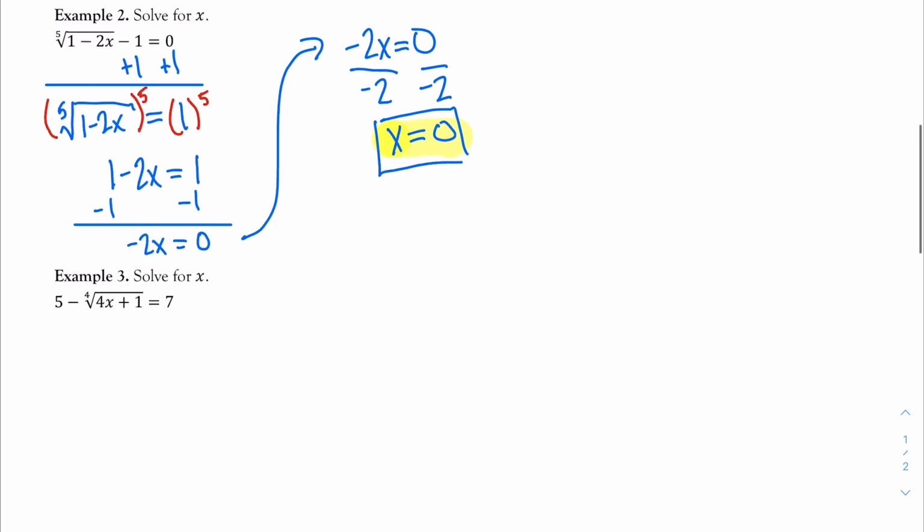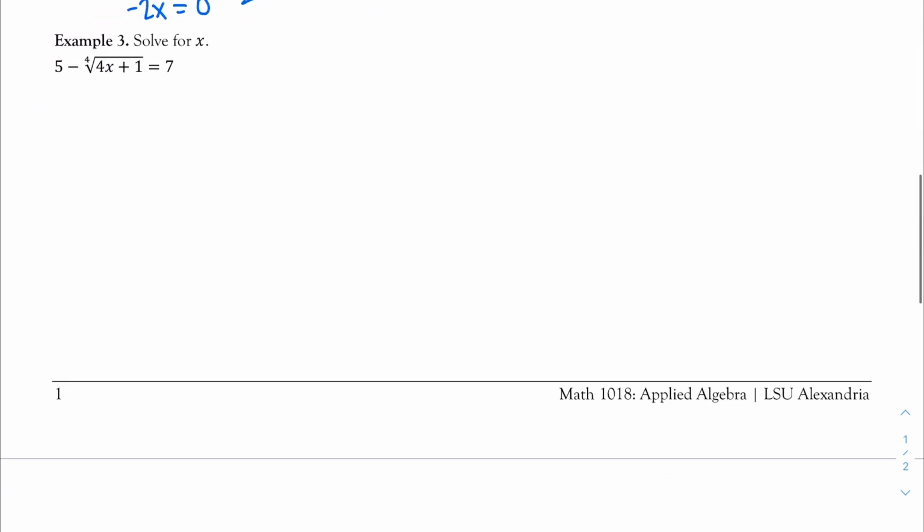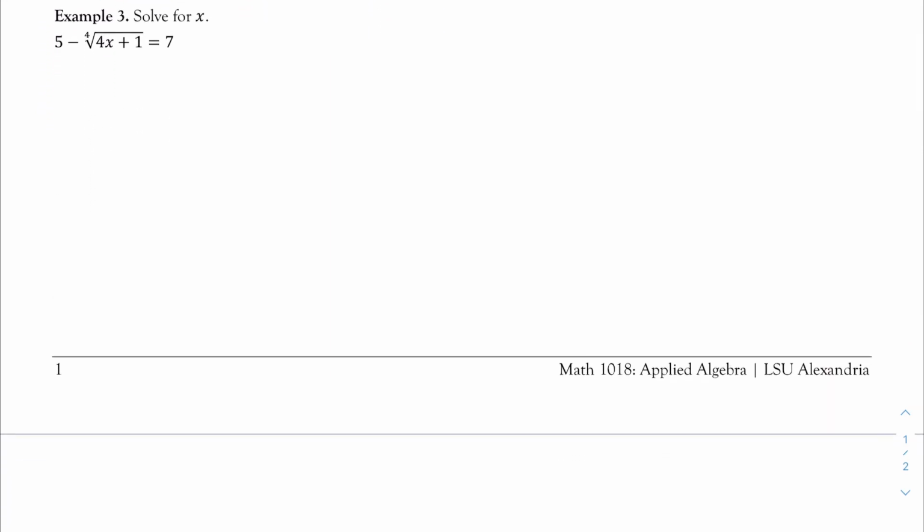The last example I want to cover is example 3. Again, it looks very similar. I want my radical to be isolated. So right now, my radical is not by itself. So let's go ahead and do some rearranging so that my radical is by itself. Let's go ahead and subtract 5, for example. If I subtract 5 from the left and from the right, then I get negative fourth root of 4x plus 1 is equal to 7 minus 5. I've got 2.